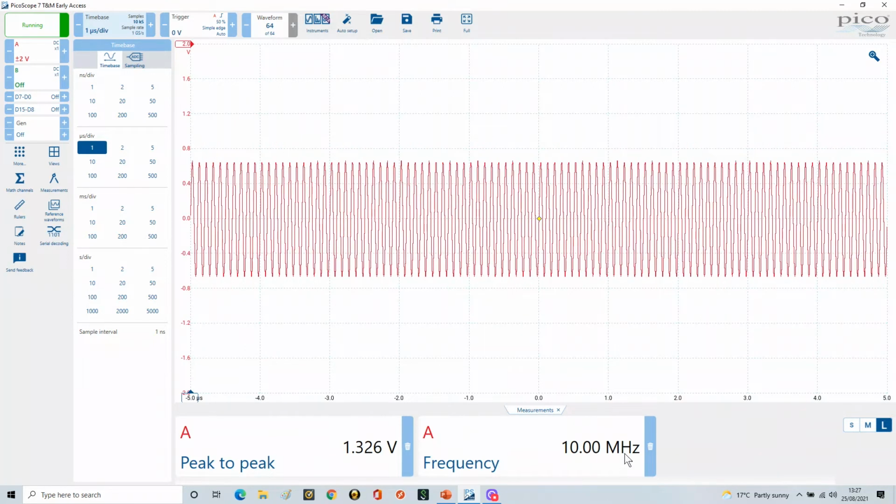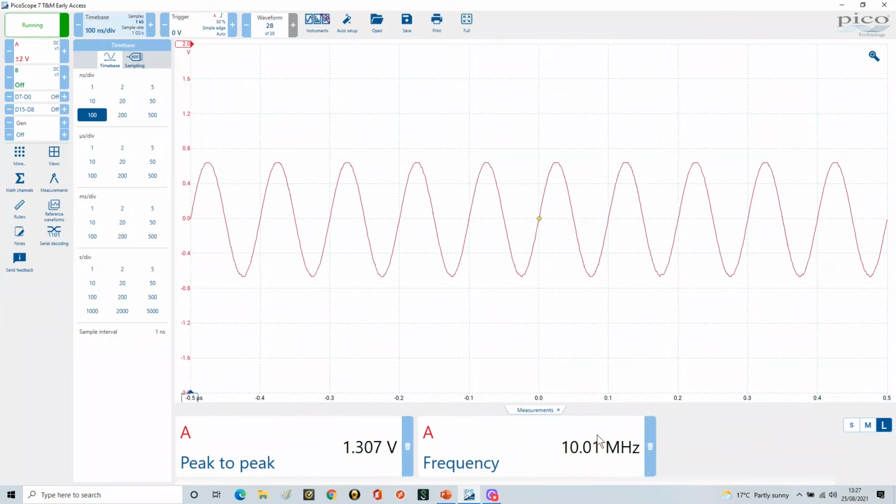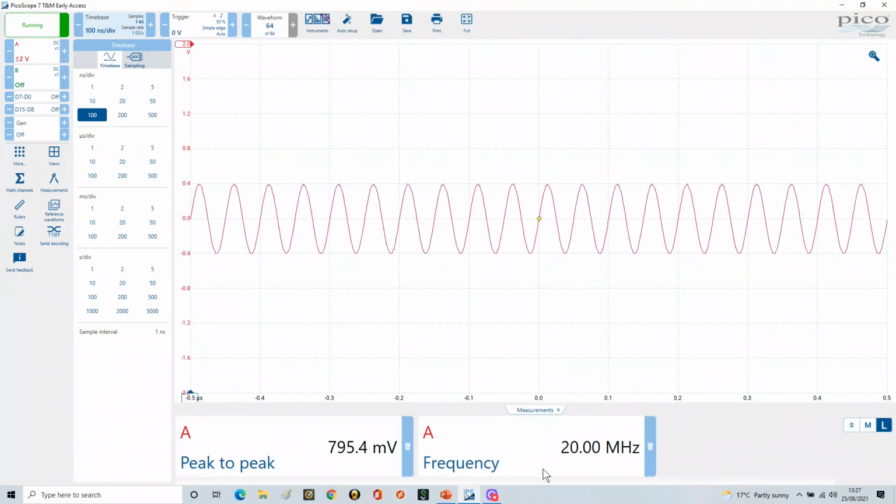Here we're on now 10 megahertz, and now you'll see our peak-to-peak signal has now dropped. So it's now 1.326. Let me just open this up a little bit. And if I now go to the maximum range of my signal generator, which is 20 megahertz, I'm just going to put in 20 megahertz here. And you'll see it's now 20 megahertz, and you'll see the signal's dropped again to around about 0.8 volts.